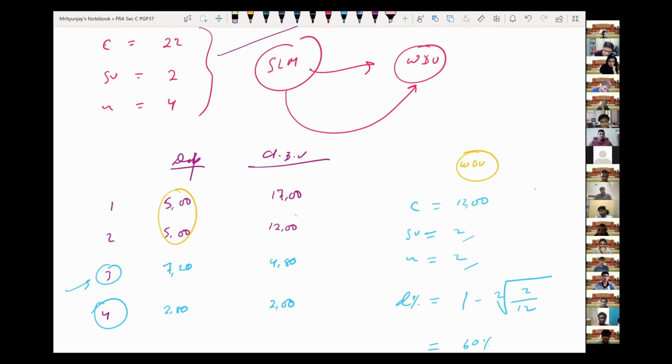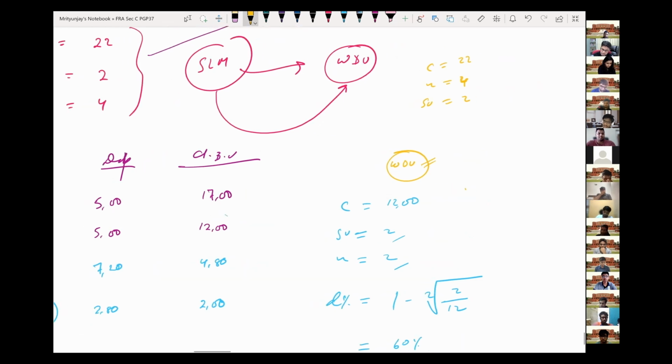What would our depreciation percentage have been if we were using WDV since the beginning itself? Our cost was 22, our N was 4, our SV was 2. Can we find the depreciation percentage? Let's find it. That will be 1 minus the 4th root of 2 by 22. Somebody tell me this percentage.